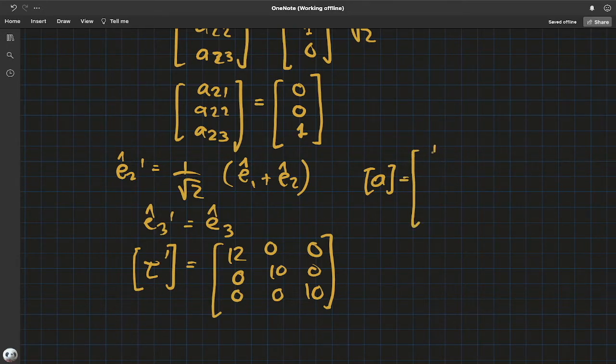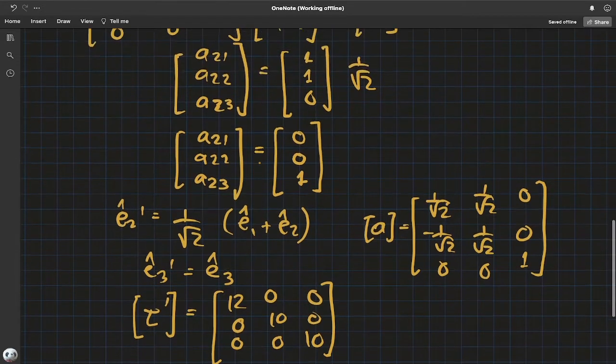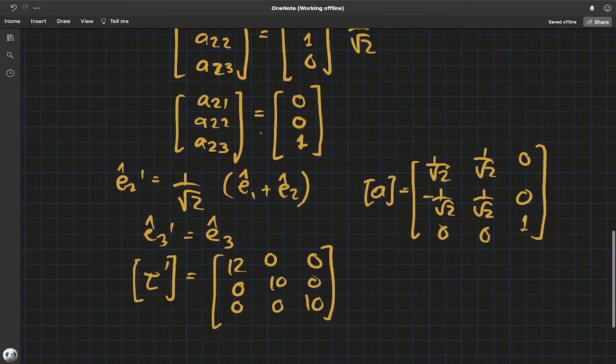Well, 1 over root 2, negative 1 over root 2, 0, 1 over root 2, 1 over root 2, 0, 0, 0, 1. Yes. You can watch my video on basis transformation, like matrices in different bases, operators in different bases, to understand what's really going on. Or you can watch the eigenvalue eigenvector video. I think that's a better way to start learning about these things.